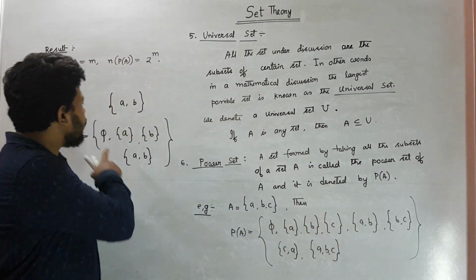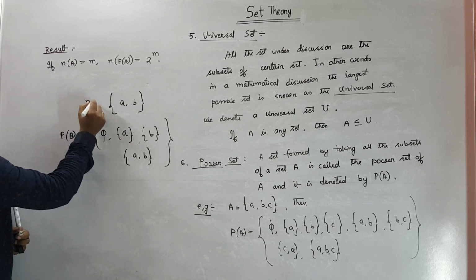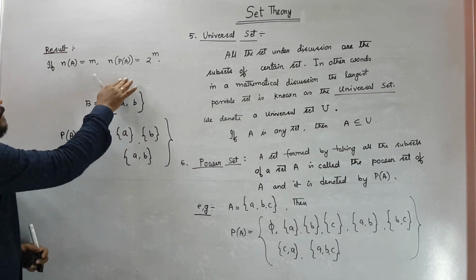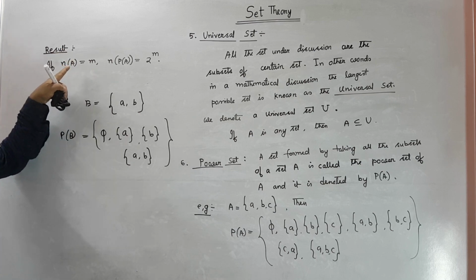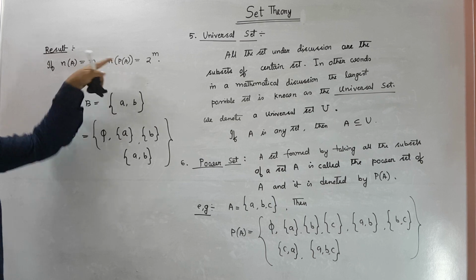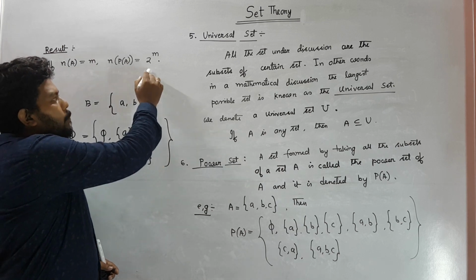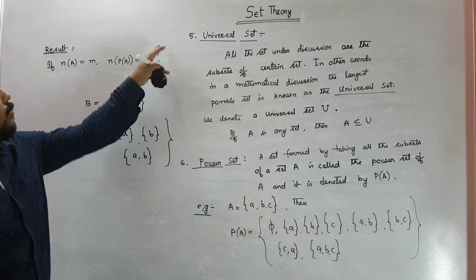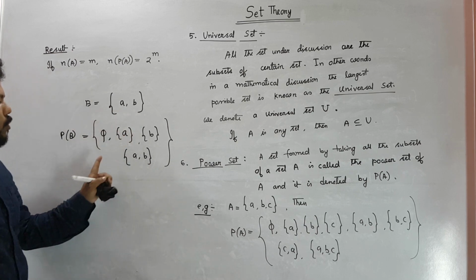And for the earlier set there are 2 elements and its power set is composed of 4 elements. Now I can generalize a formula, this is called a result. If n of A is equal to m, that is, the number of elements present in set A is m, then the number of elements present in P of A, that is, the total number of possible subsets of A, will be equal to 2 to the power m. This is 8, the number of elements is 3, so it is 2 to the power 3, 8. This is 4, here the elements are 2, so it is 2 to the power 2, 4.